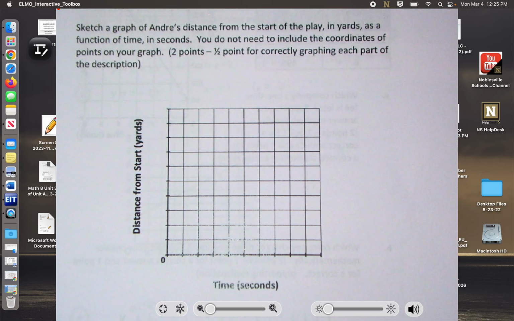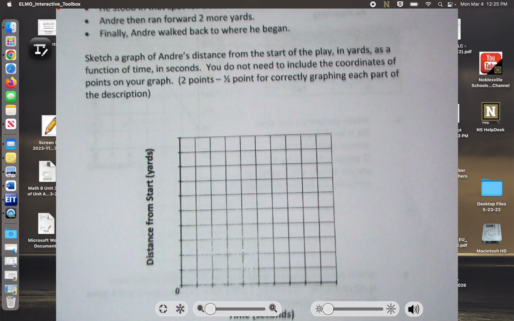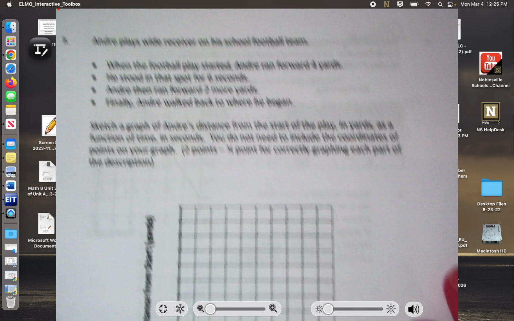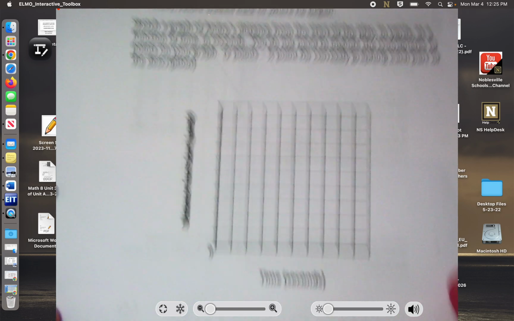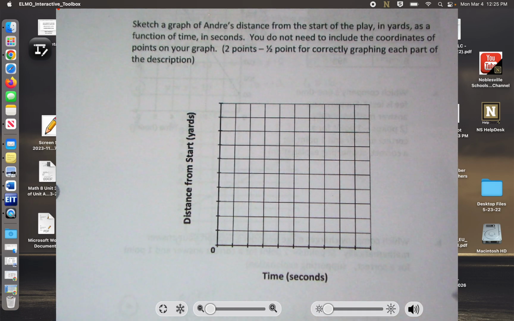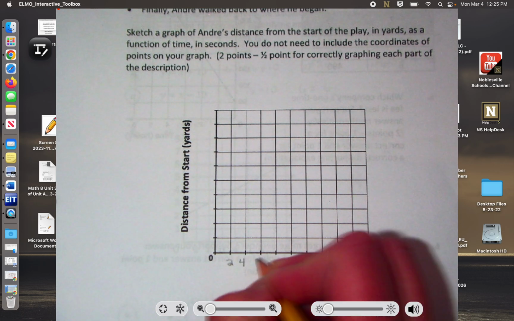All right, number 7. How are we doing here? Whew, cutting it close. Okay, Andre plays wide receiver on his school football team. We're going to draw a graph of this. Now notice that this graph down here has no increments. You're going to want to give yourself some increments. So I did 2-second intervals.